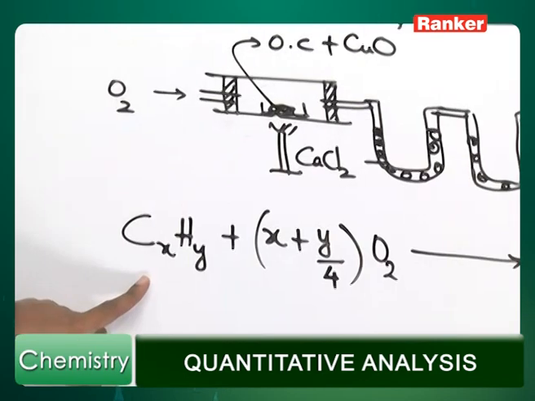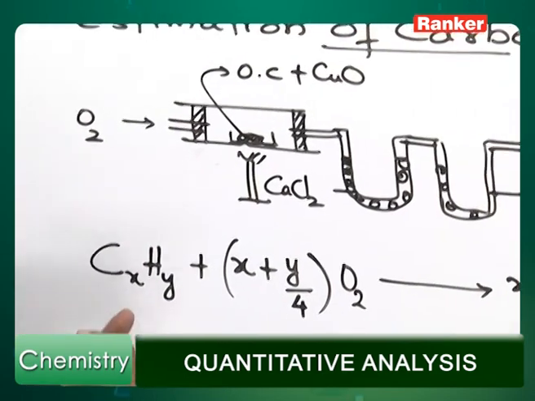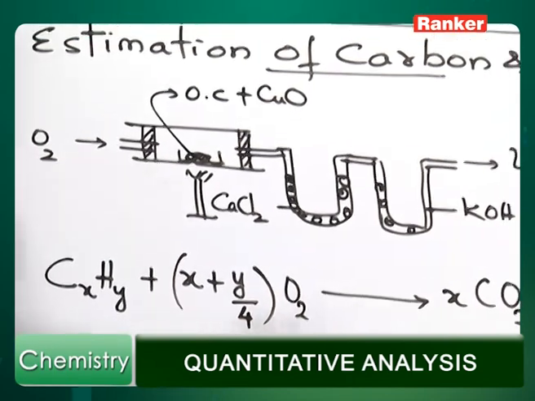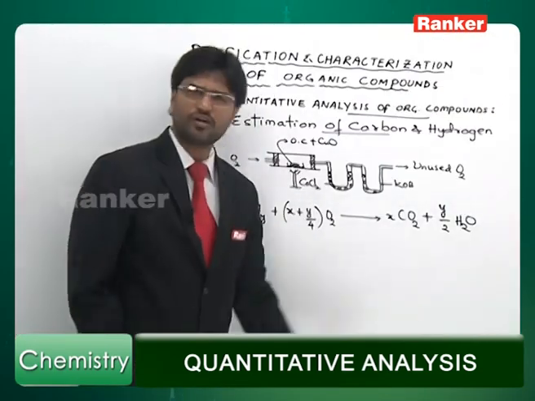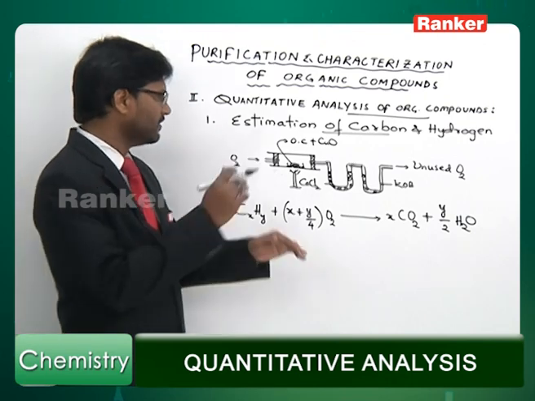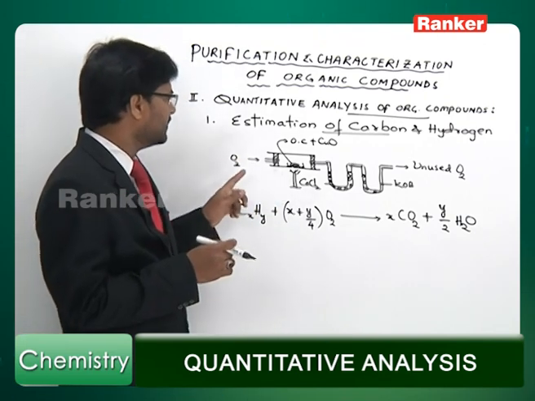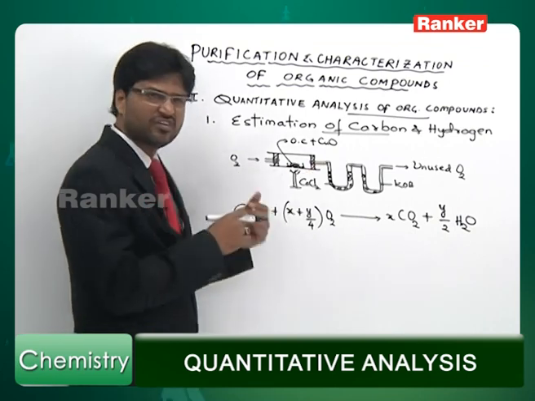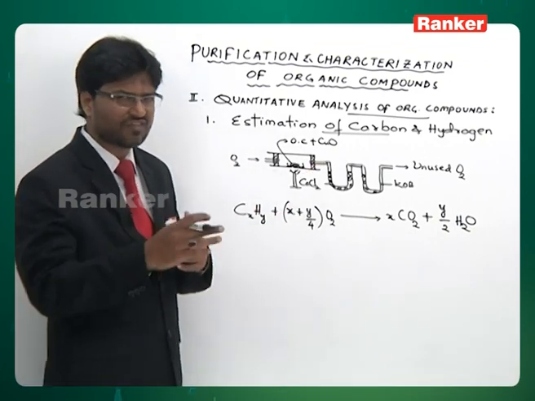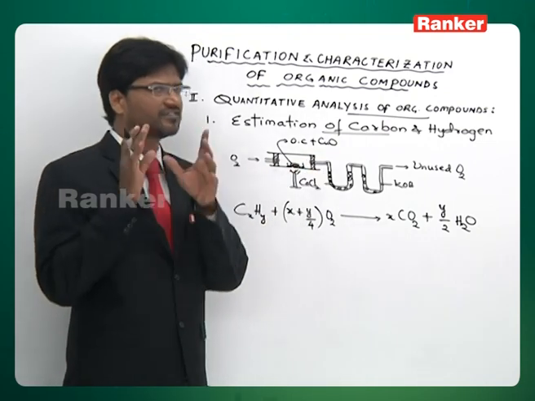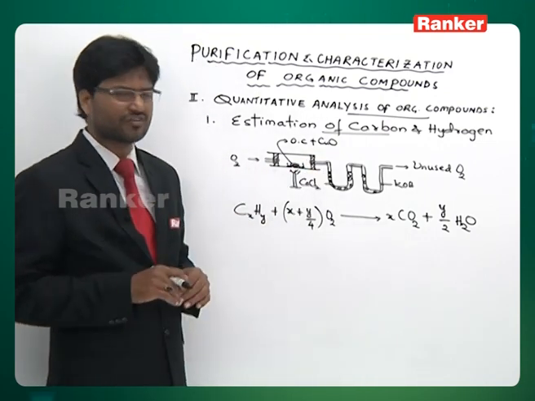This is the hydrocarbon you have. It has X number of carbons and Y number of hydrogens. Then it will consume this many oxygen molecules to give carbon dioxide and water. This is the balanced equation involved in this reaction. The oxygen comes mostly from copper oxide and to some extent it comes from the oxygen we are circulating in the experiment. And the fate of copper oxide is copper oxide gets itself reduced to copper.